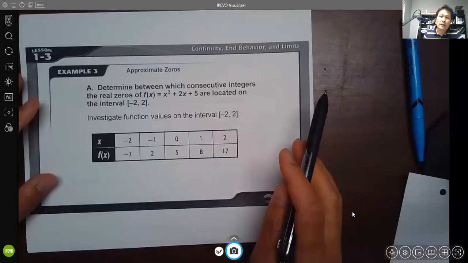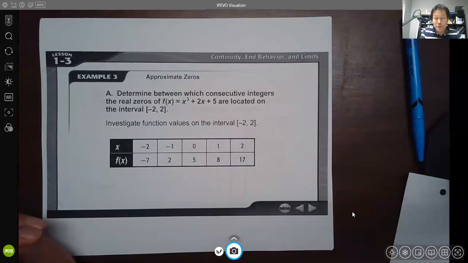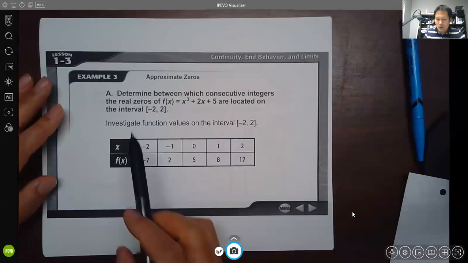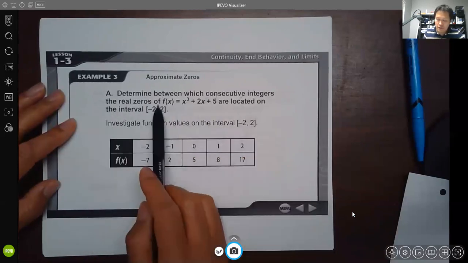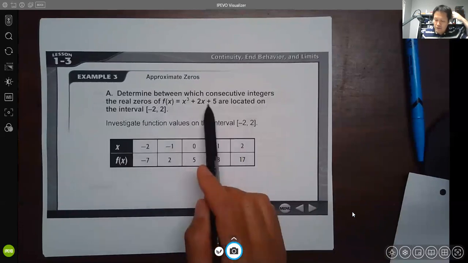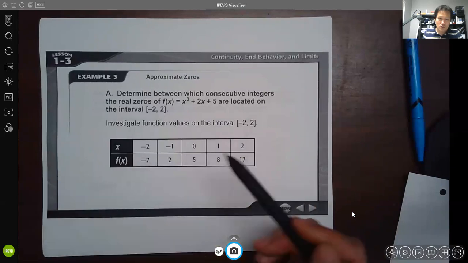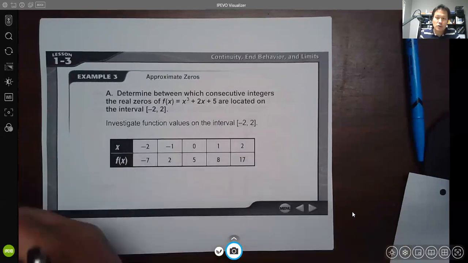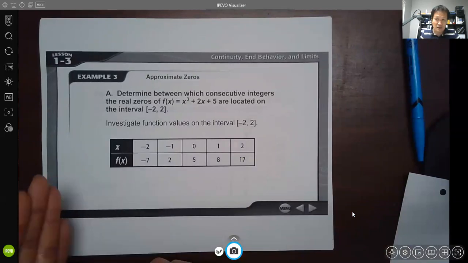Okay, so that statement was a little confusing. Some of you might say, what? Well, it's not that bad in application. Determine between which consecutive integers the real zeros of f of x are located on the interval -2 to 2. So what are they talking about? They're asking between what integer and what integer do we have an x-intercept?